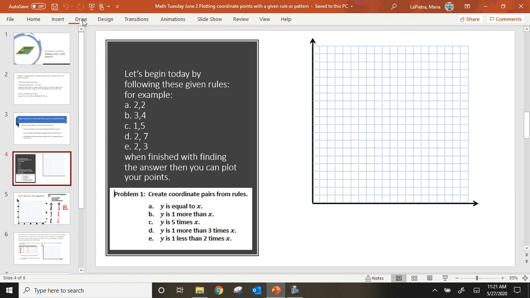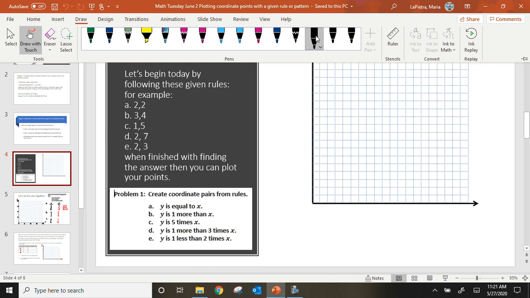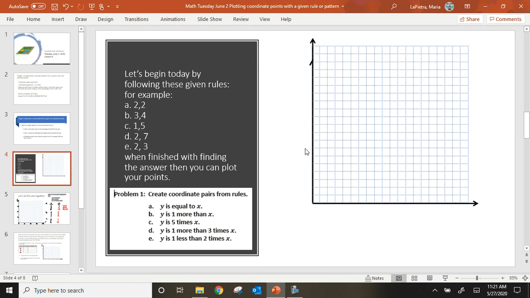So let's come over here and draw our origin first and mark our x and y axis. X horizontal, y vertically. Let's label. My highest number here is 7. I'm going to go up to 10 today. So 1, 2, 3, 4, 5, 6, 7, 8, 9, and 10.